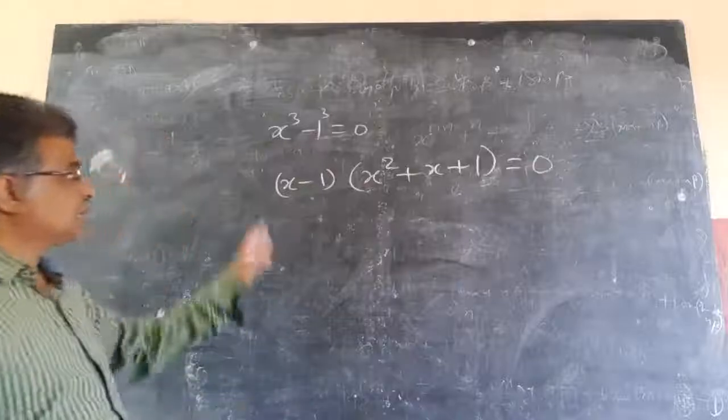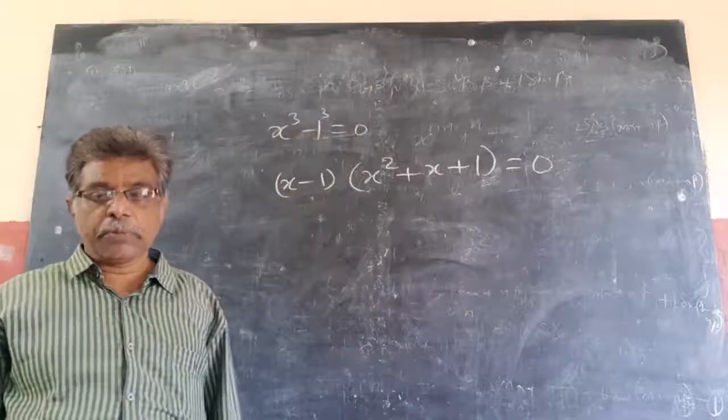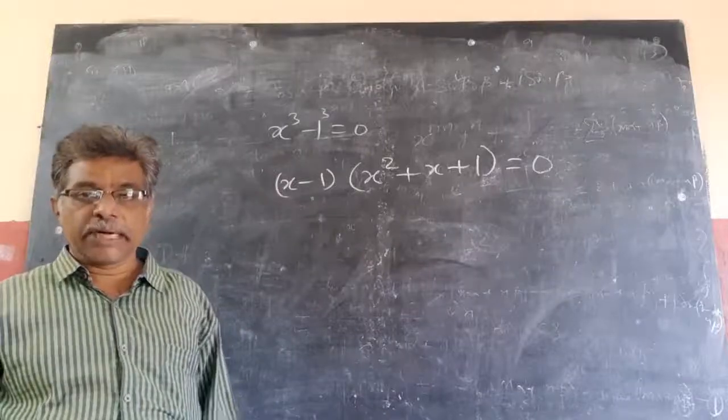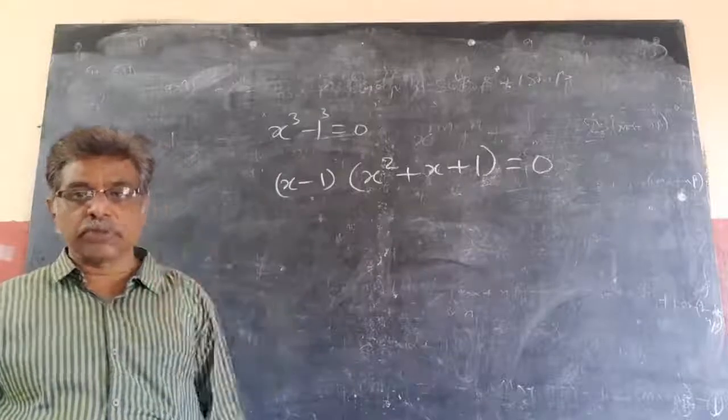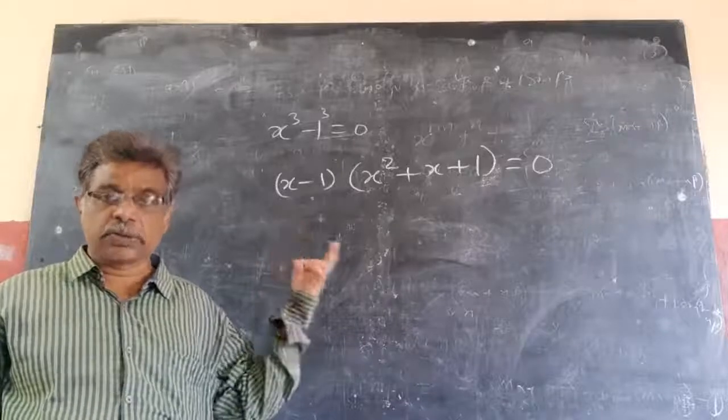In previous classes we will bring this 1 to this side, and you write x equal to 1, 1 power 1 by 3. But this cube root means it contains 3 roots. What about the other 2 roots? The other 2 roots are complex roots, we will see now.